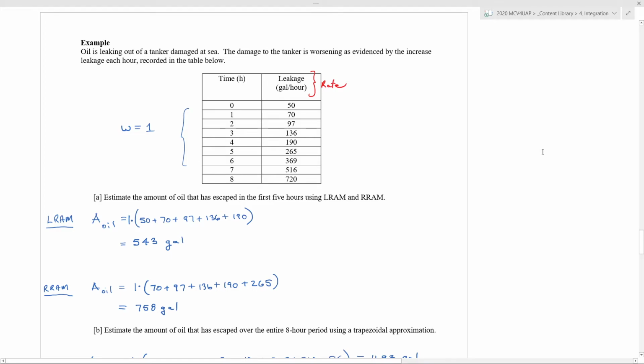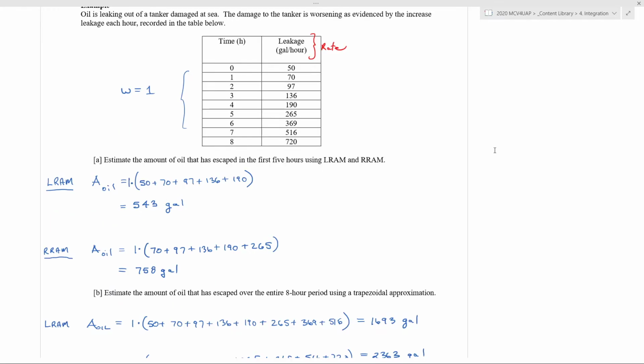1 times it now. Since you're using RRAM, it's 70 plus 97 plus 136 plus 190 plus 265. And I hope that's 758 gallons. Okay, again, the units are important. You're taking a gallons per hour for each rectangle and multiplying it by the units of hours. So the hours cancel each other out, and your units left would be gallons. So 758 gallons.